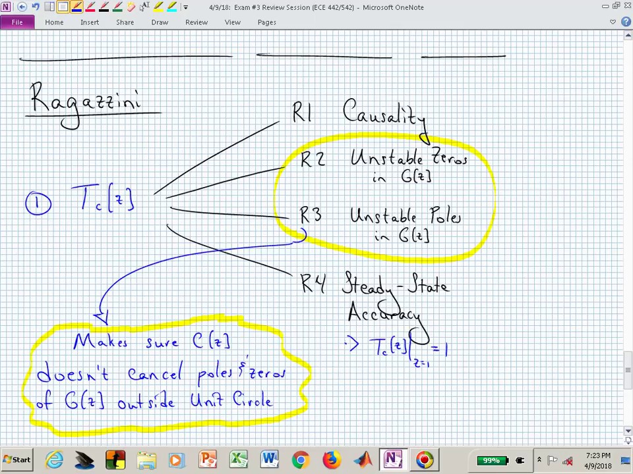That's restriction 1. Restriction 2, if you have unstable zeros in your plant, you have to include those factors in your desired Ragazzini transfer function T sub c of z. Restriction 3, if you have unstable poles in your plant, then you have to worry about 1 minus T sub c of z, that expression vanishing at those unstable poles.